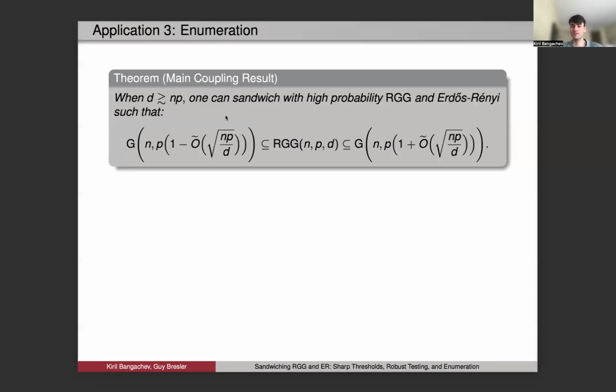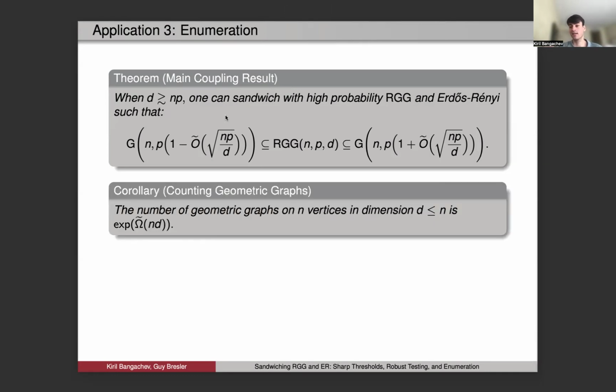Okay, our last result is on enumeration. So again, this is our coupling result. And one particular corollary is that we can count the number of geometric graphs on n vertices in dimension D. So again, geometric graphs are just collections of points, such that whenever the points are at a distance under some threshold, we place an edge. And we show that the number of geometric graphs in dimension D is at least e to the n times d, up to some logarithmic factors.